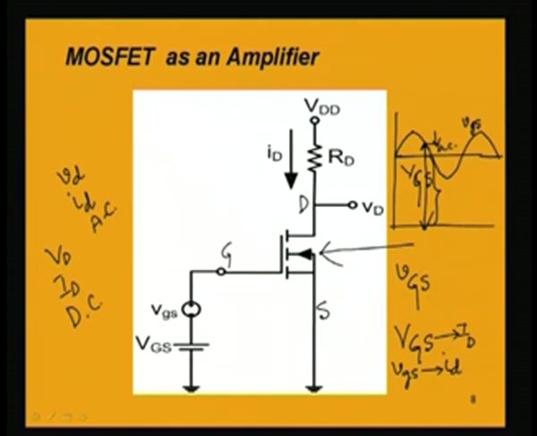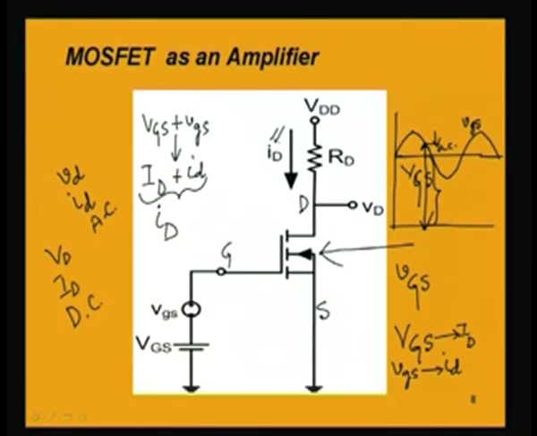Then with both of them applied, VGS plus small v gs as shown in this figure, we have the corresponding drain current as capital I capital D plus small i small d, and this quantity is denoted by small i capital D, as shown in this figure. So, this small i capital D means a combination of the DC current as well as the AC current, DC ID and AC ID.